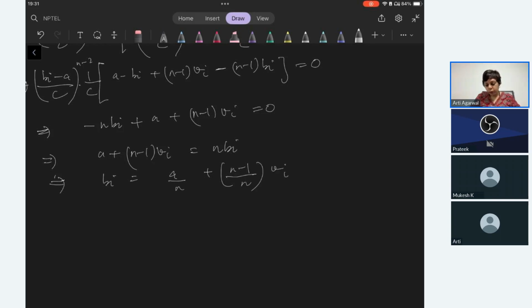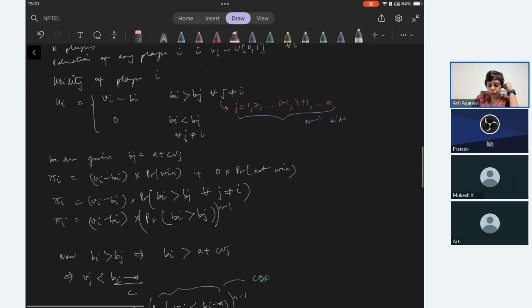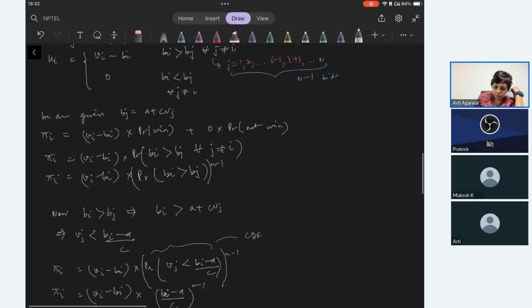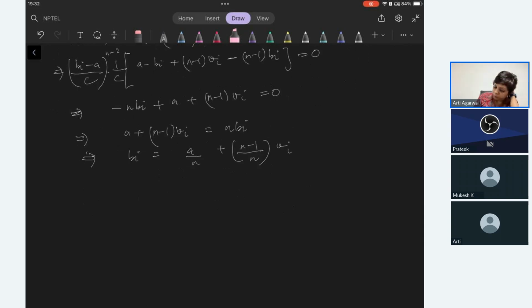Okay, so now we have derived some expression for bi, and we need to check once again, as before, if this is conforming to the linear strategy which we were given. Where is that thing? Yeah, we are given this: bj is equal to a plus c vj. This is the same thing we want to check, if we are getting a plus c vj.